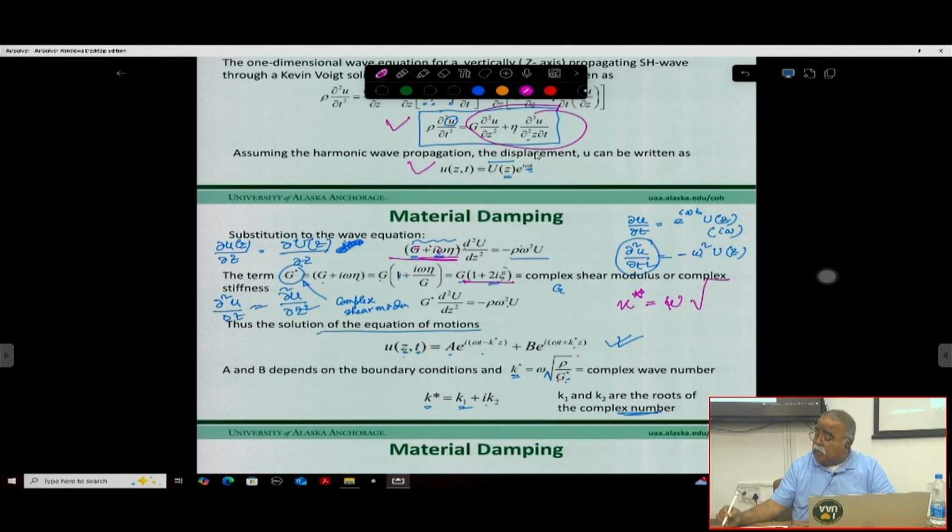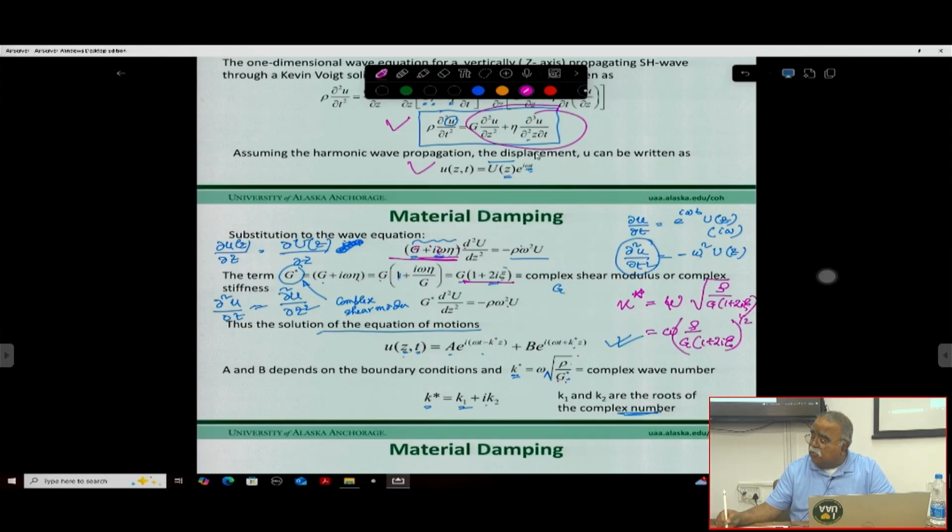Okay, so this complex number is equal to omega into rho by g star. So rho by g star, when g equals g into 1 plus 2i into damping, will be equal to omega into rho by g into 1 plus 2i into damping to the power half.